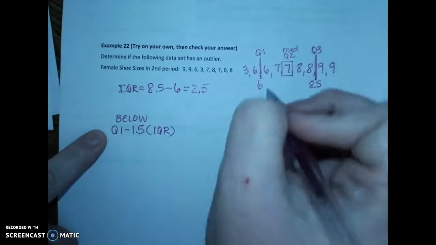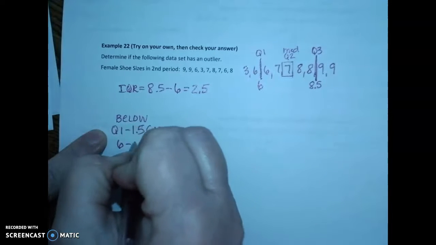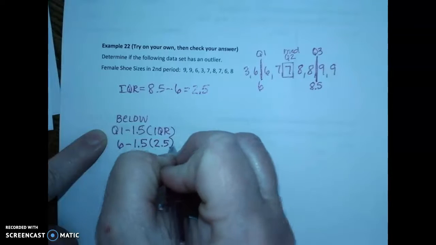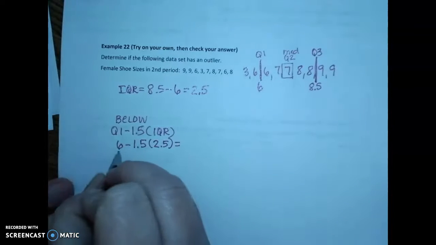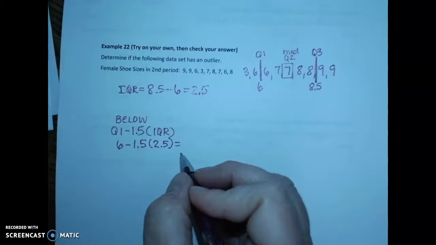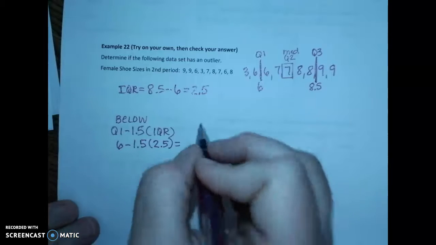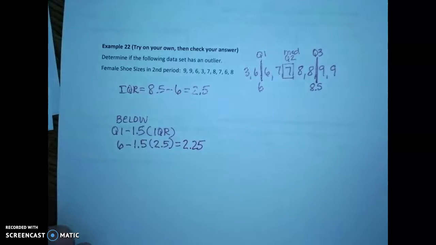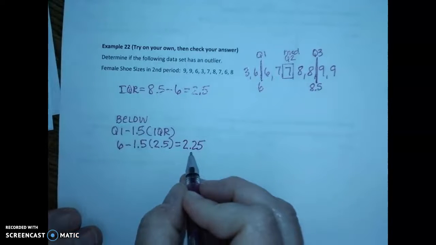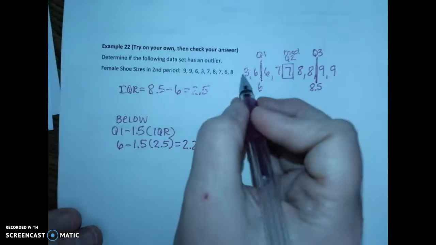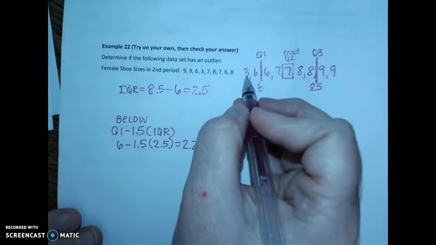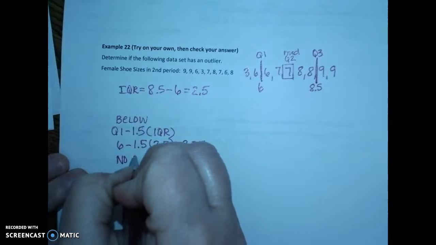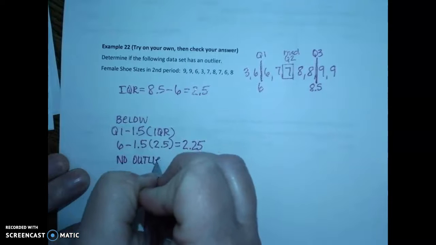I'm going to plug in Q1 is 6 minus 1.5 times 2.5. And when I put this in my calculator, go straight across and do this, otherwise you're going to run into some order of operation issues. I got 2.25. That means the lowest number acceptable is 2.25. The lowest number in my data is 3, so there is no outlier here. That's on the bottom end.